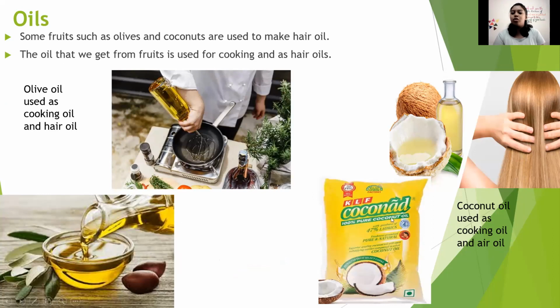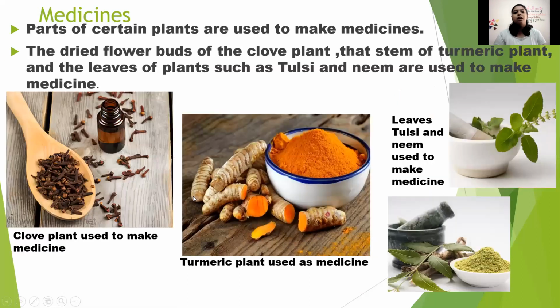Okay, so can you see? Yes, we get coconut oils in packets. We even get olive oils in bottles, isn't it? So we use them for both cooking and as hair oil too. Moving on to medicines. Parts of certain plants are used to make medicine. The dried flower buds of clove plants. Clove is not just used as a spice, it is also used as a medicine.